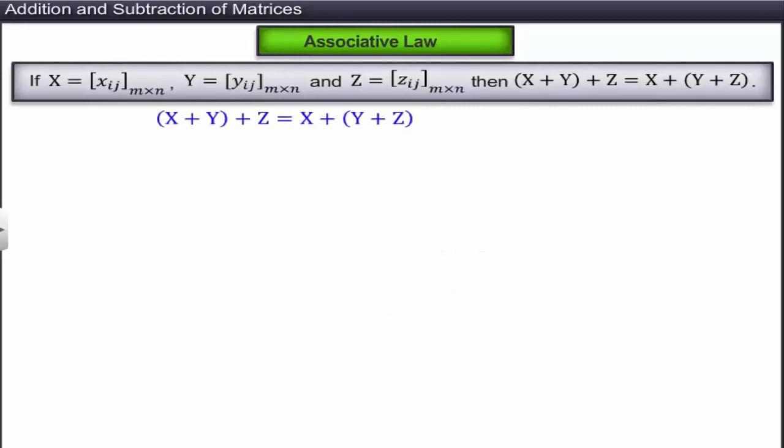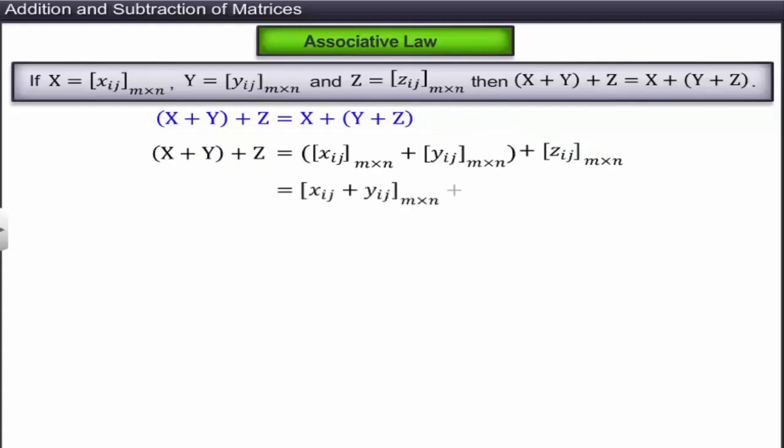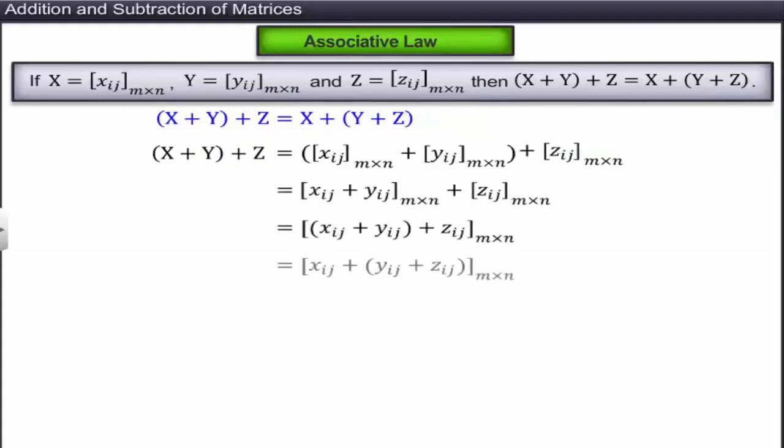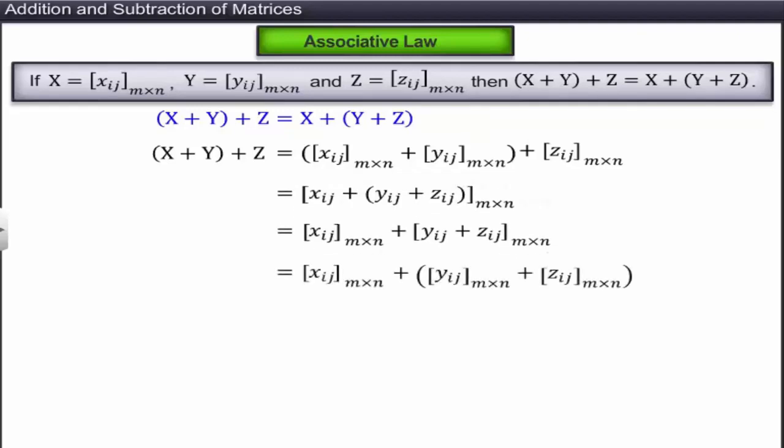Now, let's look at the associative law. If the matrices X, Y, and Z are of the same order, m by n, then X plus Y, plus Z is equal to X plus, Y plus Z. Let's verify the associative law over matrix addition. This proves that the addition operation over matrices satisfies the associative law.